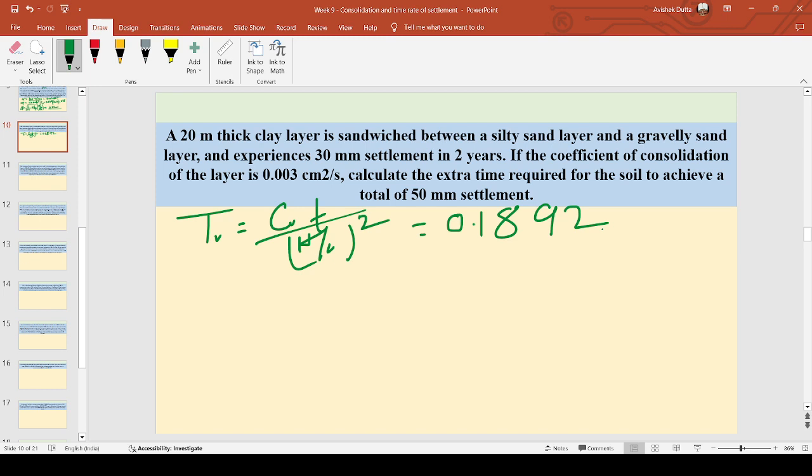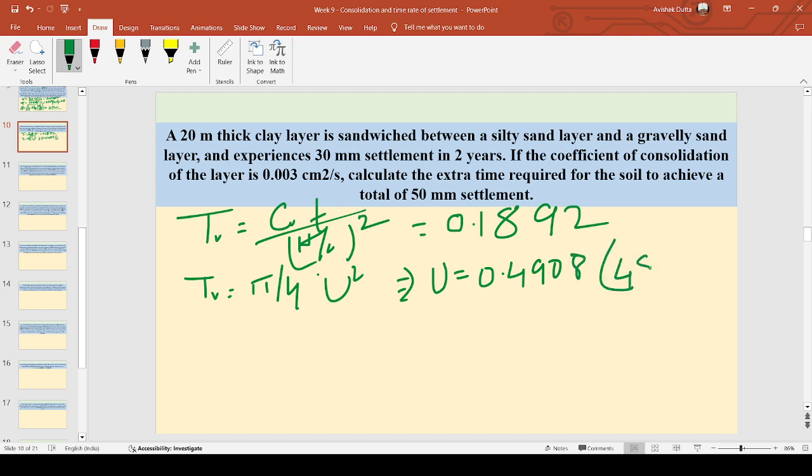Considering the degree of consolidation to be less than 60%, Tv equals pi by 4 U square, from which we can get the value of U. The value of U equals 0.4908. In percentage, it is 49.08 percent. So we are right, it is less than 60%. The assumption was correct, isn't it?